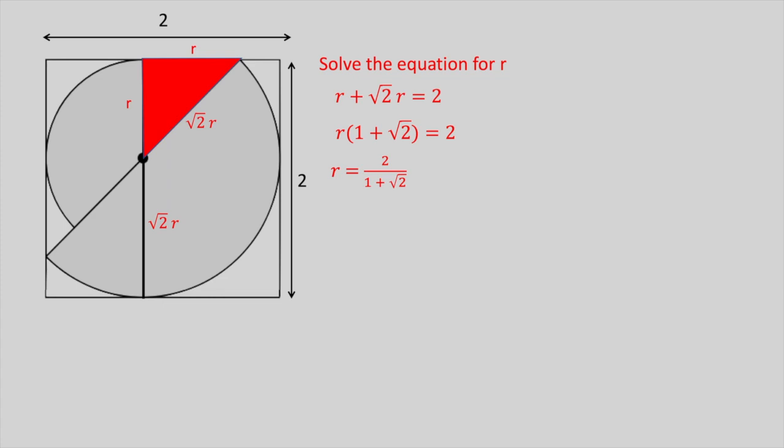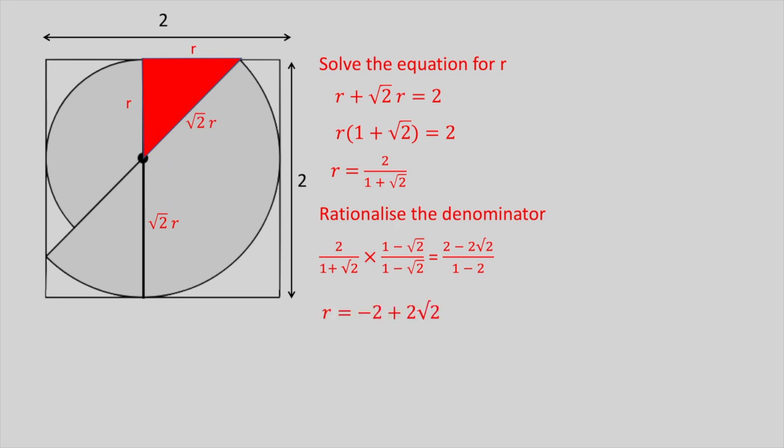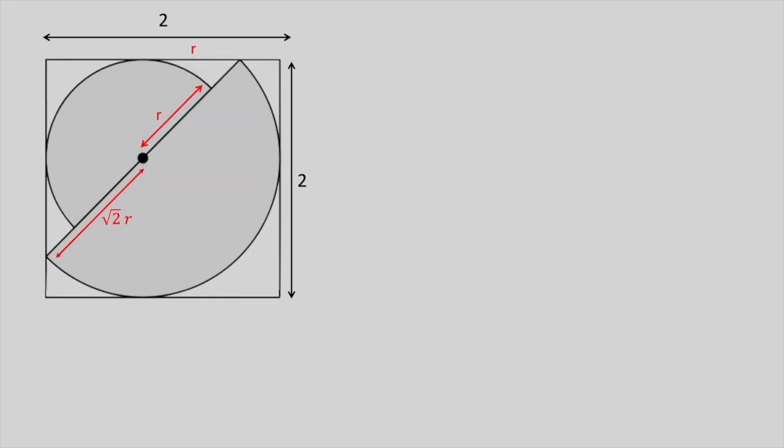And then of course here we've got a surd as our denominator. So what we can do is rationalise the denominator. We can do that by multiplying both the top and bottom of the fraction by 1 minus root 2. And that gives us 2 minus 2 root 2 all over 1 minus 2. And that simplifies to r equals minus 2 plus 2 root 2. So we've got a value for r. I've adjusted the diagram slightly to show the value of both of the radii for both of the semicircles. And I've labelled the smaller semicircle as A1 and the larger semicircle as A2.